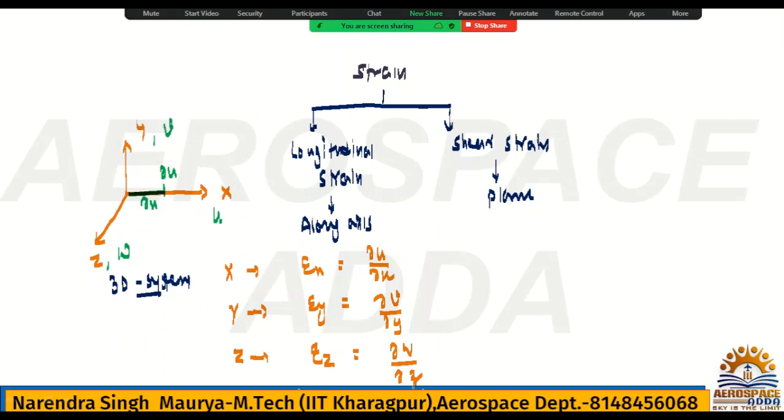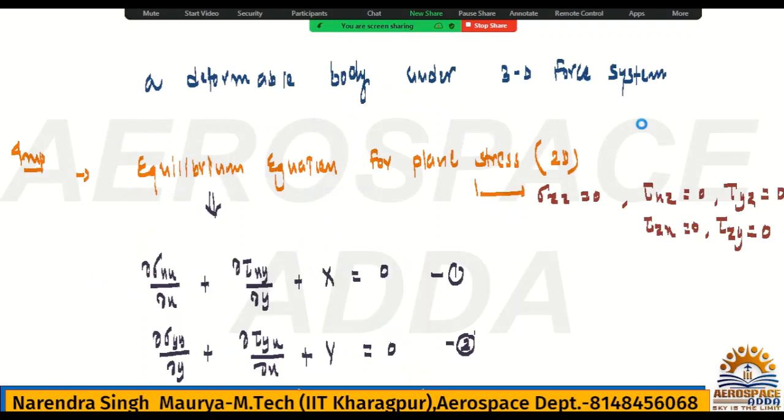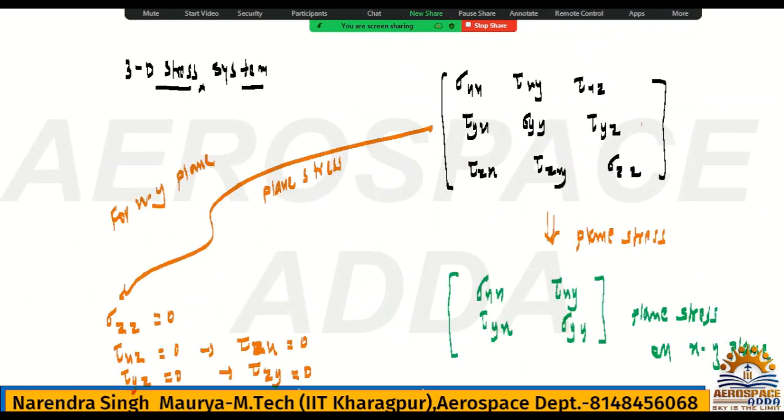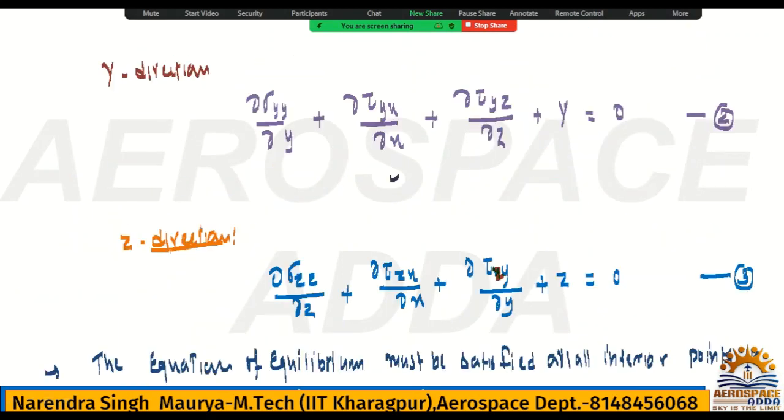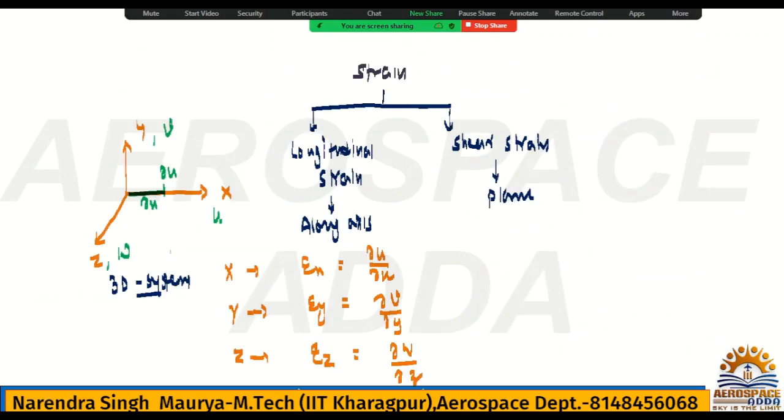All right, but what about the plane? So definitely we will have a plane, maybe xy plane, yz plane or zx plane, just like I had shown you here in the diagram. See, maybe xy plane here, maybe xz plane or maybe yz plane. These are the planes, xy plane, xz plane or yz plane, right? So for the shear, first I will write for the xy plane.